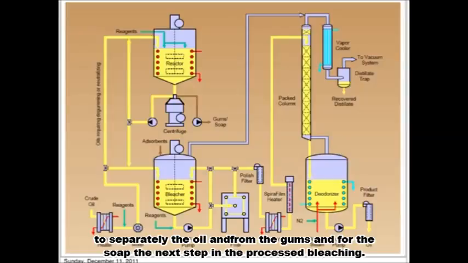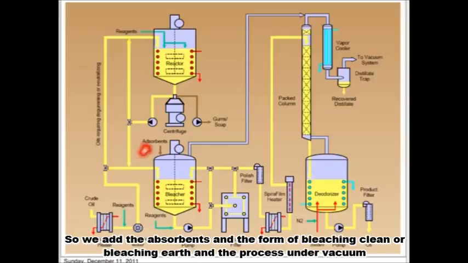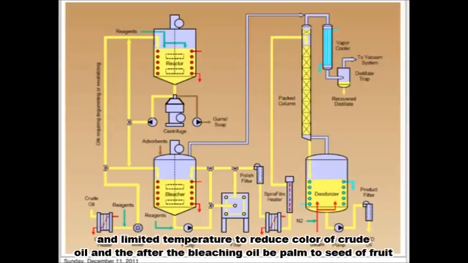The next step in the process is bleaching. So the function of bleaching is to remove the coloring compounds and other compounds like ketones, aldehydes, trace metals, and so on. So we add the adsorbent in the form of bleaching clay or bleaching earth, and the process is done under vacuum and elevated temperature to reduce the color of the crude oil.